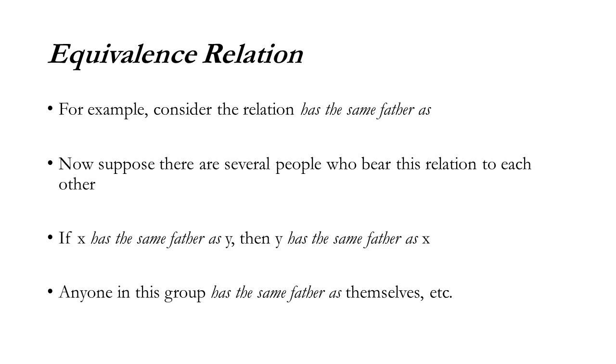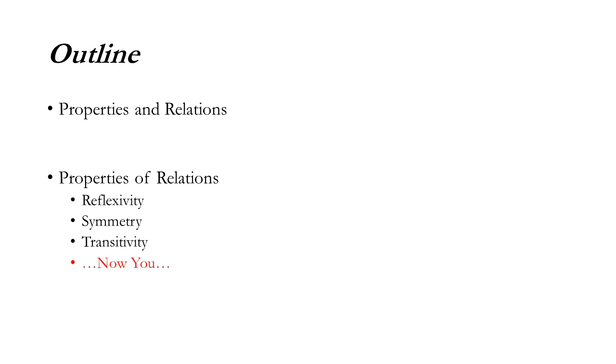For example, consider the relation has the same father as. Now, suppose there are several people who bear this relationship to each other. If x has the same father as y, of course, y has the same father as x. And anyone in this group has the same father as themselves, and I'll let you think through the transitivity aspect, but I think you'll agree with me that it will hold as well. Now, I want to give you a simple task to think through some of these.